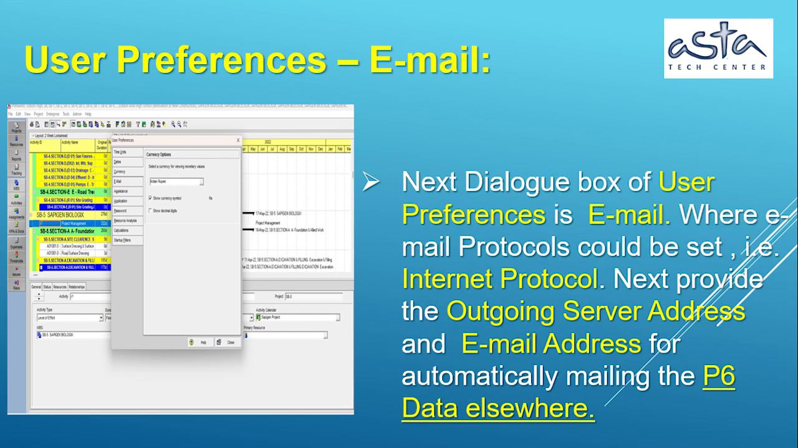User Preferences, Email. The next dialog box of User Preferences is Email, where email protocols could be set, that is, Internet Protocol. Next, provide the outgoing server address and email address for automatically mailing Primavera P6 project data elsewhere.